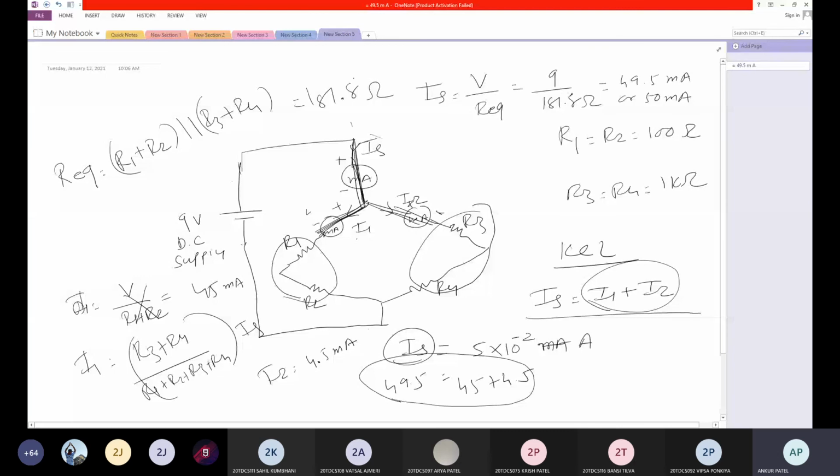Now you need just V1, this is V2, this is V3, and this is V4. As we know, V1 plus V2 should be equal to V3 plus V4. Both are parallel branches, V1 and V2, and V3 and V4, so this node voltage should be equal. That will prove KVL: V1 plus V2 equal to V3 plus V4.